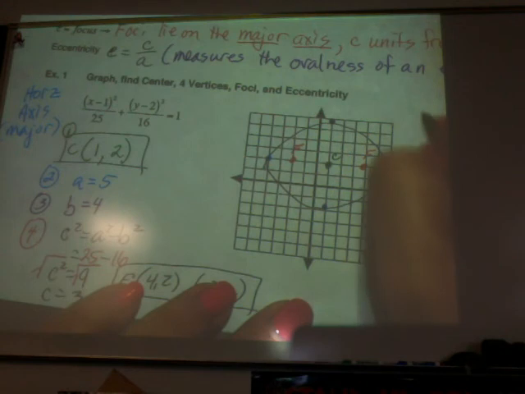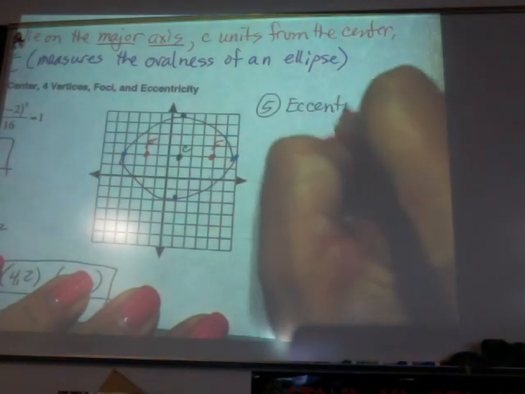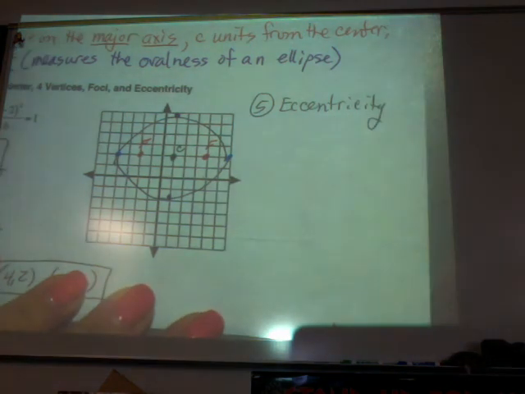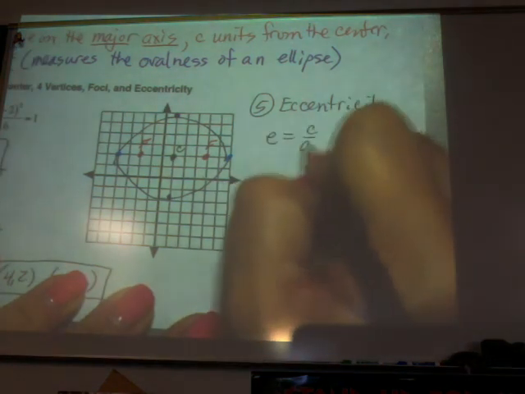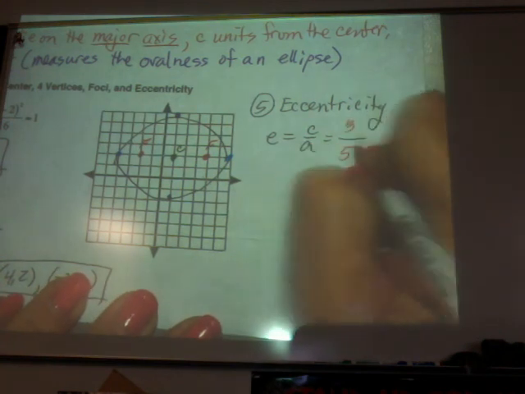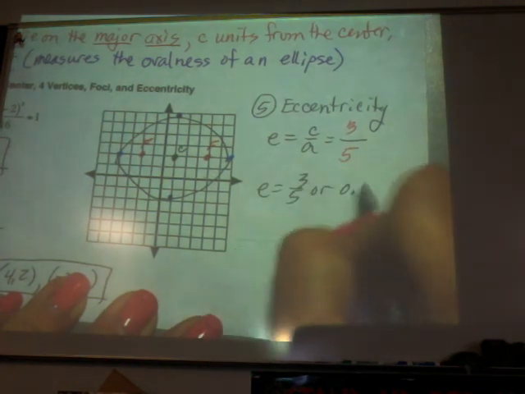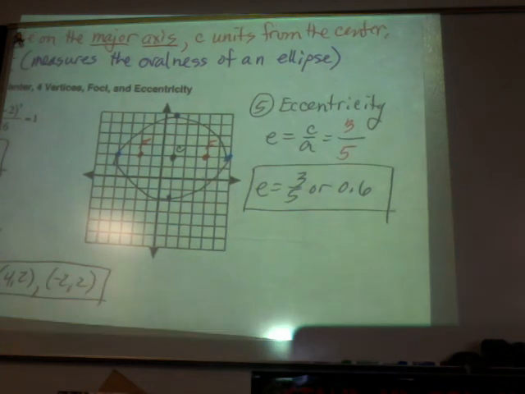Eccentricity. So last one, eccentricity. So E is equal to C over A, which is equal to 3 is C, and 5 is our A. So eccentricity is equal to 3/5 or 0.6. I don't care if you give me the fraction or the decimal. It's easier to compare the decimals than it is the fractions. That wasn't so bad, right? It doesn't get any harder other than writing the equation.